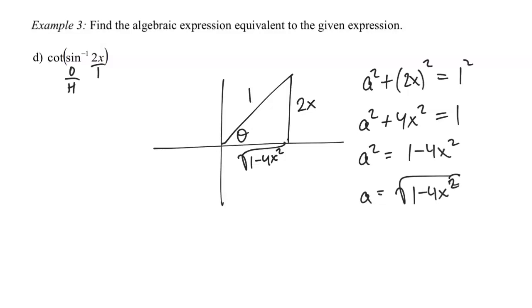And so if tangent is opposite over adjacent, then cotangent is adjacent over opposite. And so the adjacent side of my triangle, of my angle theta, is going to be the square root of 1 minus 4x squared. That will be the adjacent side, and the opposite side is going to be 2x. And so this is going to equal the square root of 1 minus 4x squared, all divided by 2x.